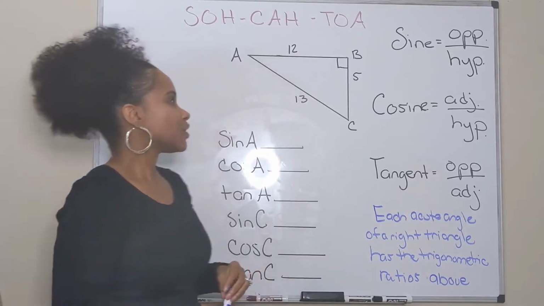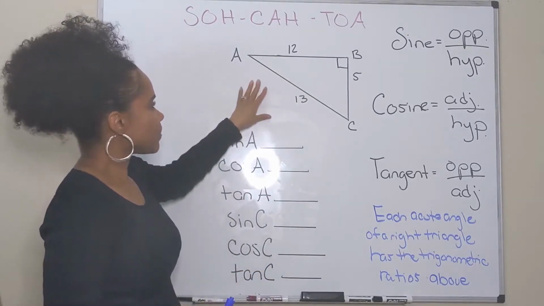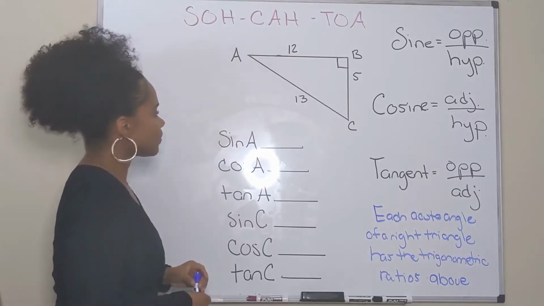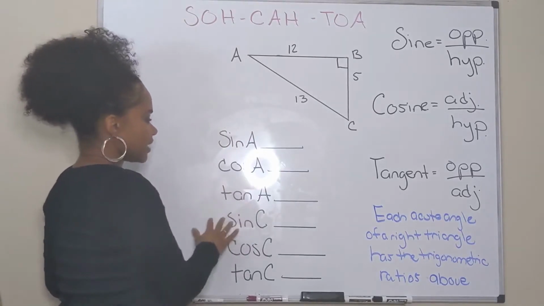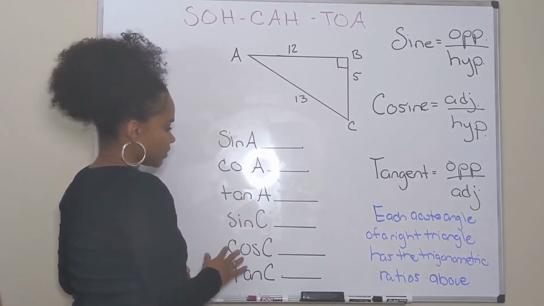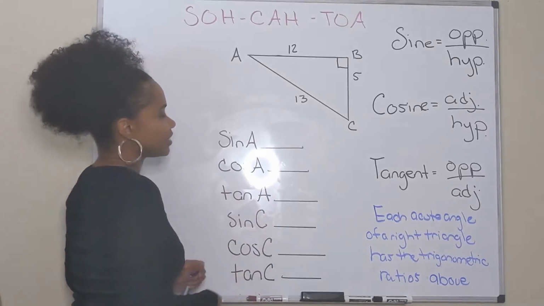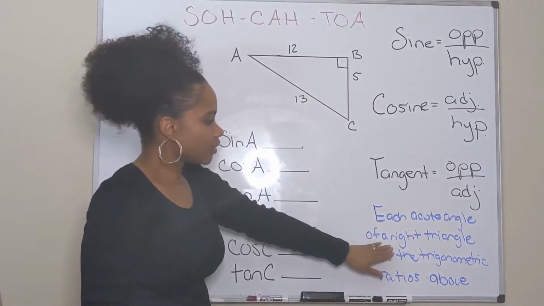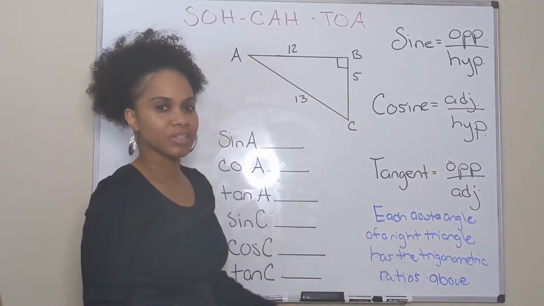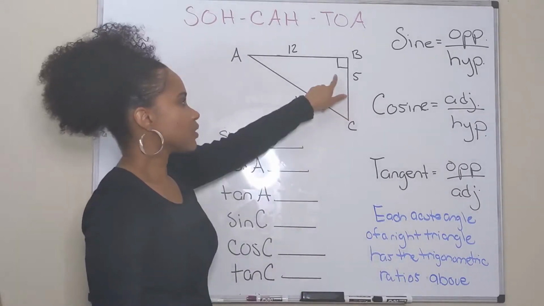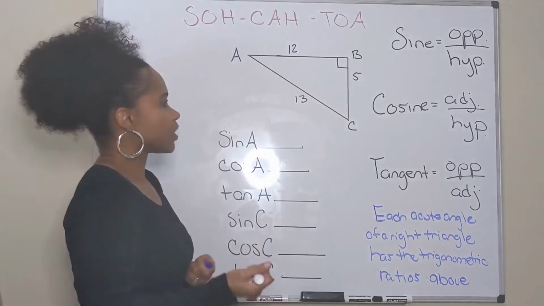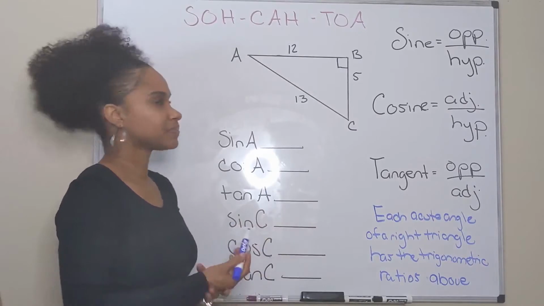So we have this example here of this right triangle, and we want to find the sine, cosine, and tangent of angles A and C. We're not using angle B because the trig ratios only refer to the acute angles, so we don't use that right angle there. So let's try this problem, or find the ratios.